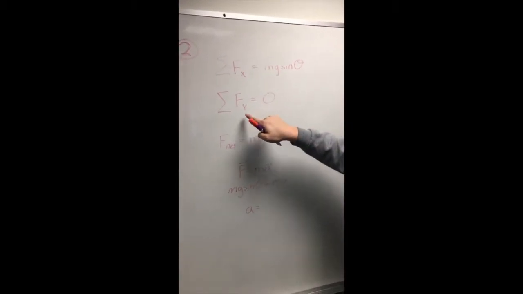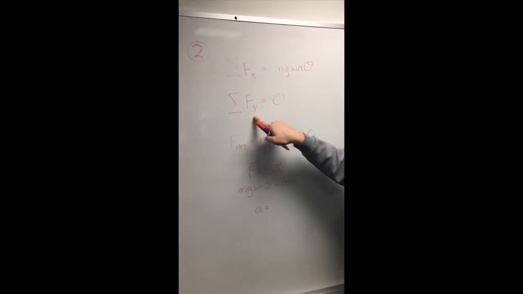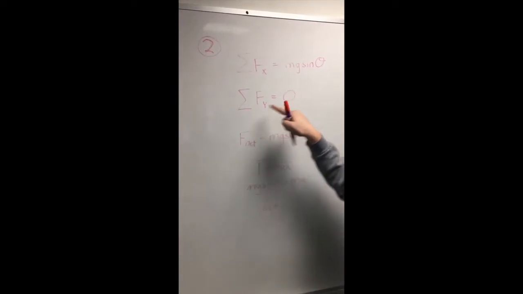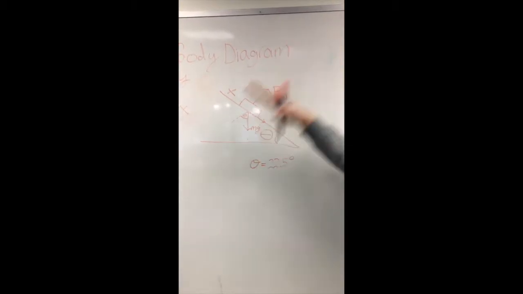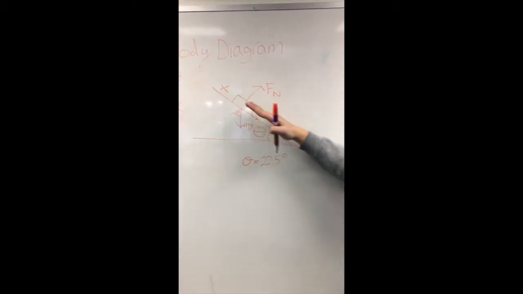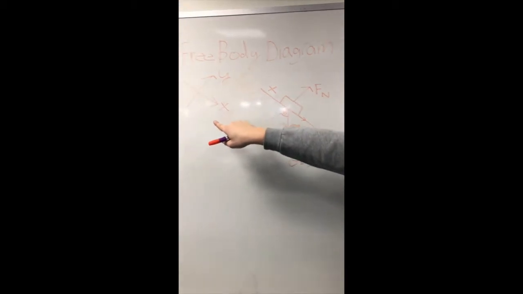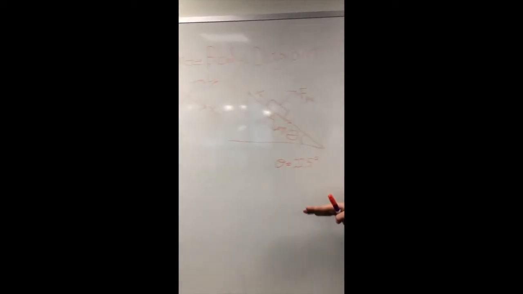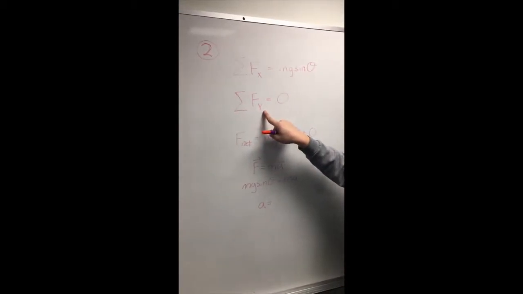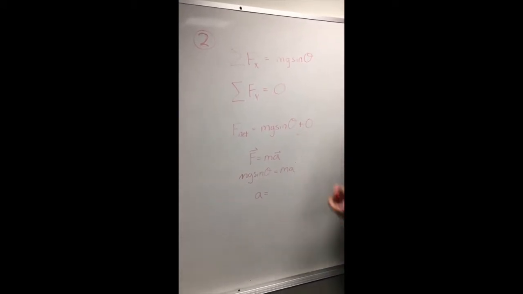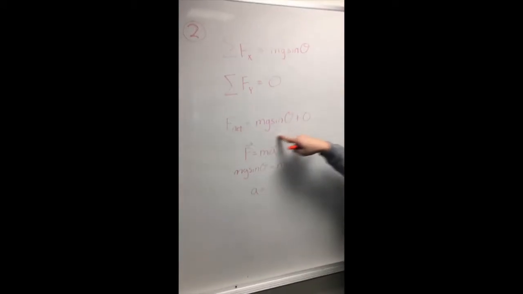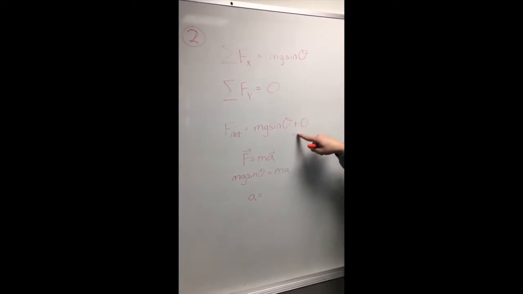Now, the sum of the forces in the y direction are just zero, because our car doesn't move in the y direction. It stays flat on the ramp and moves down. So because of the way we've chosen our coordinate system, we can say that the sum of the forces in the y direction are zero. Our next step is we can sum up the forces, so that our F net is just our mg sine theta plus our zero.